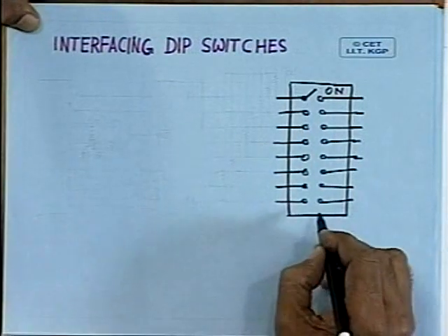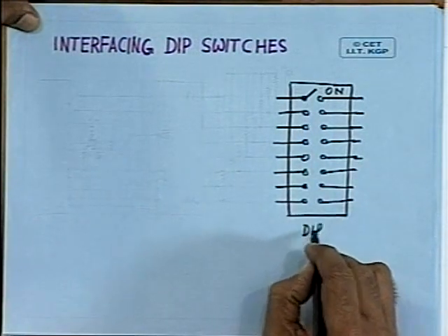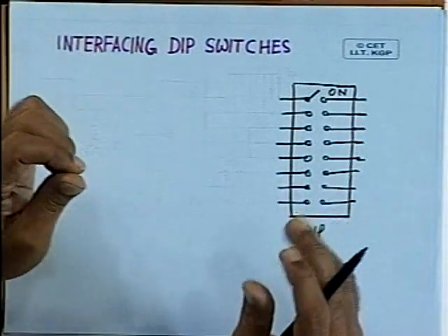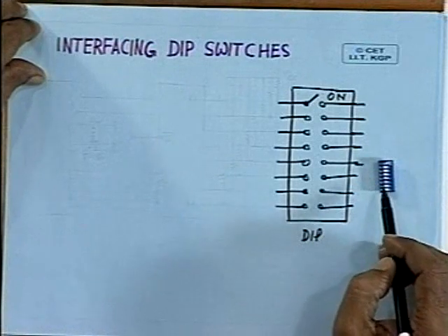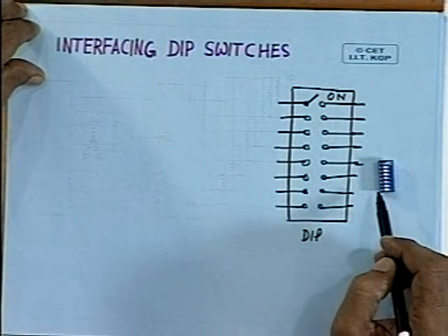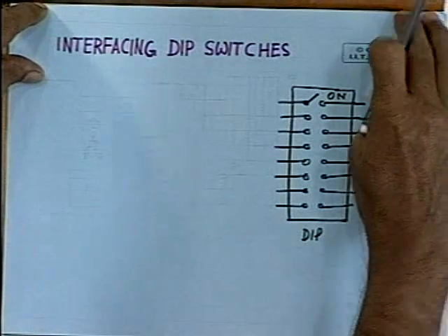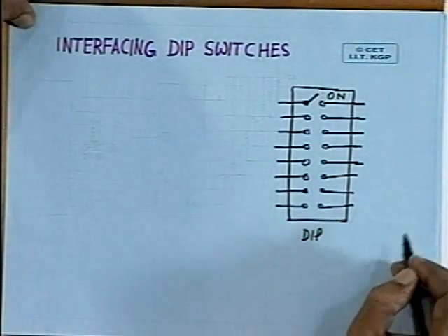This type of DIP switch is used to input some fixed values. Suppose you have to set the temperature of a room in an air conditioner. You can use this kind of DIP switch for setting the temperature, or some parameter can be passed through the switch, and it can be very easily incorporated in your circuit. You can put it on the printed circuit board just like an IC. That's why this type of switch is popular.